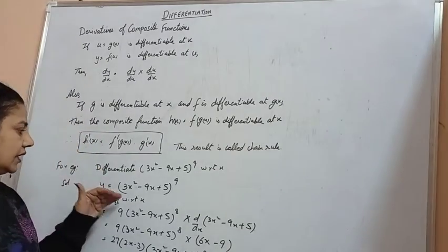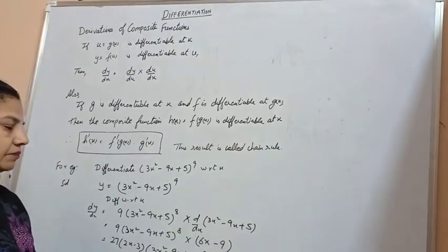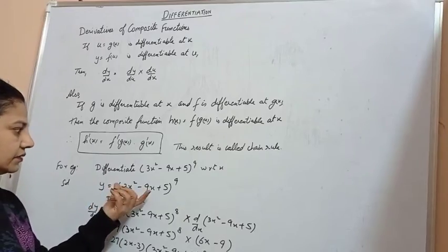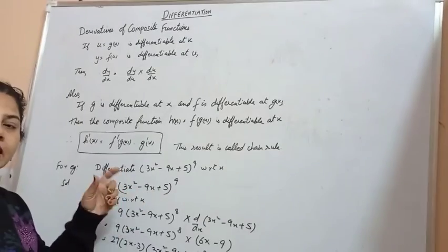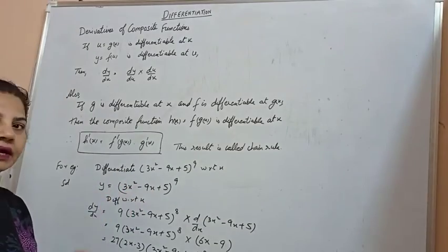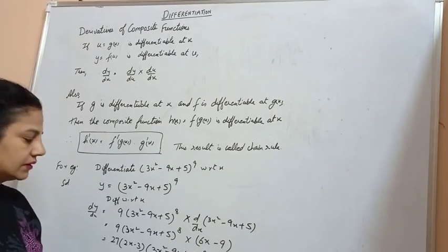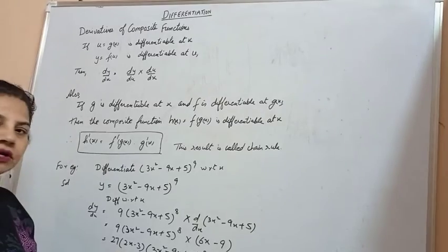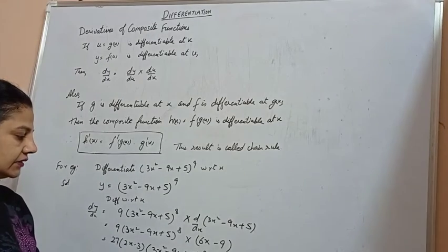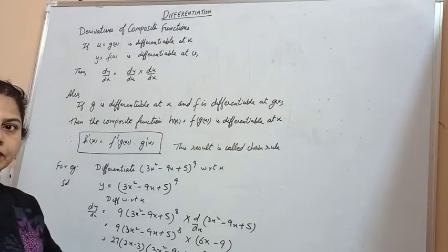So the derivative of the given function is obtained using the chain rule. First we have taken the derivative of the given function and then we take the derivative of the bracket. This is how we calculate using the chain rule. We get the result 27 into (2x − 3) and (3x² − 9x + 5) to the power 8.